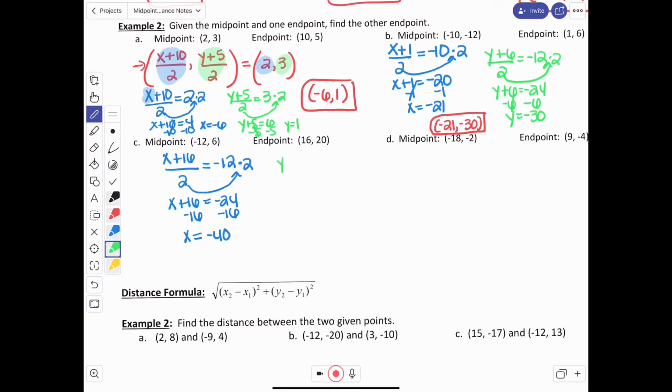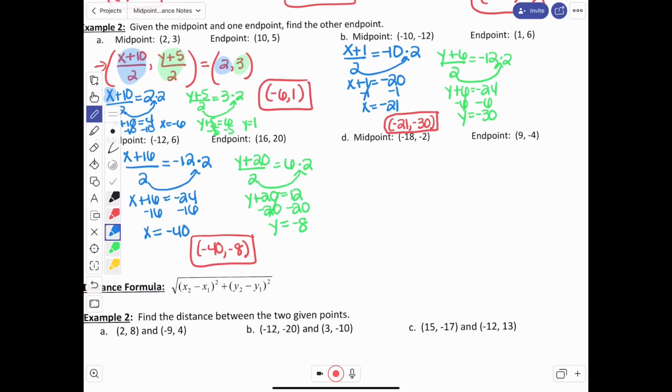And for my y's, I have y plus 20 divided by 2 equals 6. Multiply by 2, so y plus 20 equals 12. If I subtract 20, y equals negative 8. So my coordinates would be negative 40, negative 8.